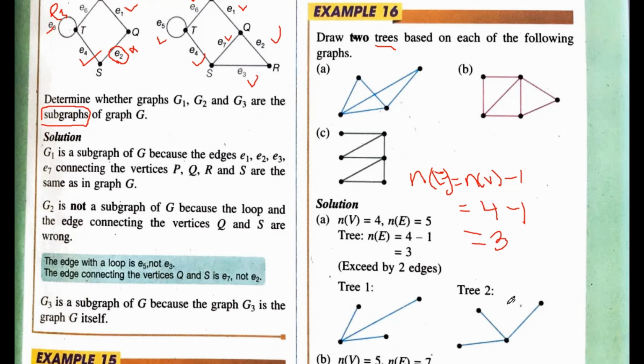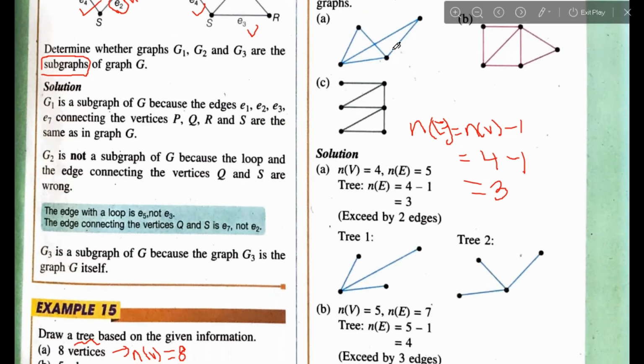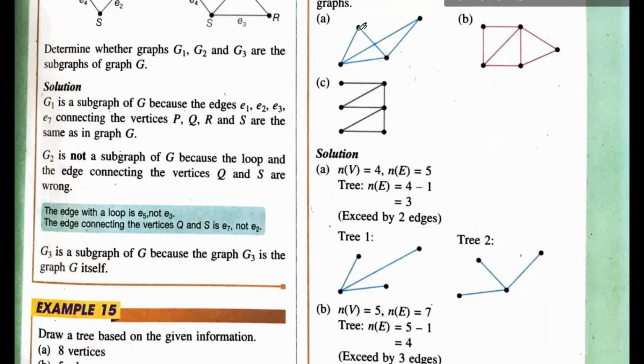Okay, so how to draw a tree? These 4 vertices must remain 1, 2, 3, 4. We just draw any 3 edges. So let's say we remain this one, 1, 2, 3. So this becomes a tree. And then for this one, we have to remain these 4 dots. And then for edges, you can draw 1, 2, 3, as long as we connect these 4 dots. So this is a tree.